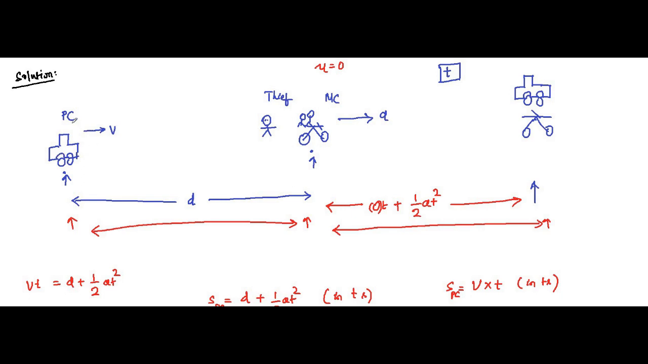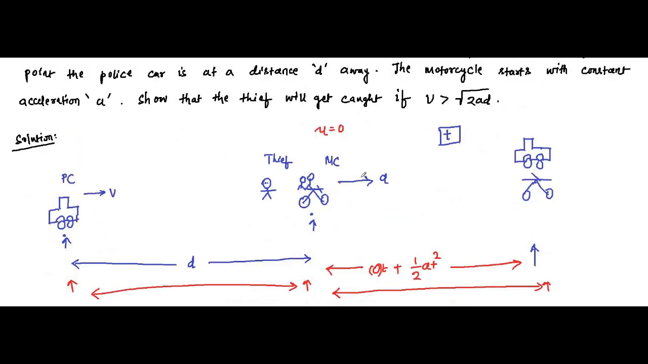A police car traveling with velocity v, a thief hitching a ride with one of his accomplices. At that point the separation distance is d. They are caught after a time interval of t seconds at this point. So in those t seconds, the police car has to cover a total distance of this d first, and then the 1/2 at square, which is done by the thief in those t seconds, because it is moving with a constant uniform acceleration a.